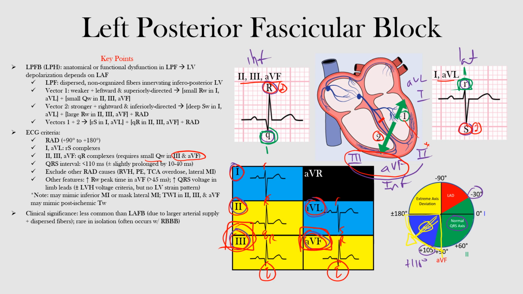Now, the true difficulty in diagnosing left posterior fascicular block lies in excluding other causes of right axis deviation. One of the most common causes of right axis deviation is right ventricular hypertrophy, which in turn is a common cause of right atrial enlargement. Therefore, right ventricular hypertrophy and right atrial enlargement should be excluded. Other causes of right axis deviation to consider and exclude include acute pulmonary embolism, TCA or tricyclic antidepressant overdose, and lateral MI. So what we're saying here is that there's essentially no criteria that can effectively rule in left posterior fascicular block.